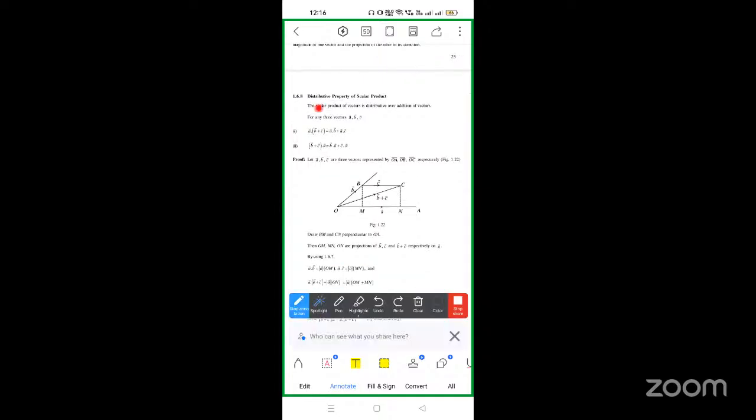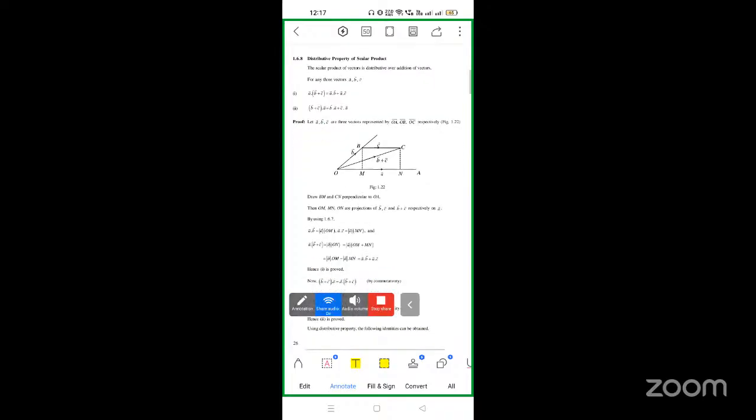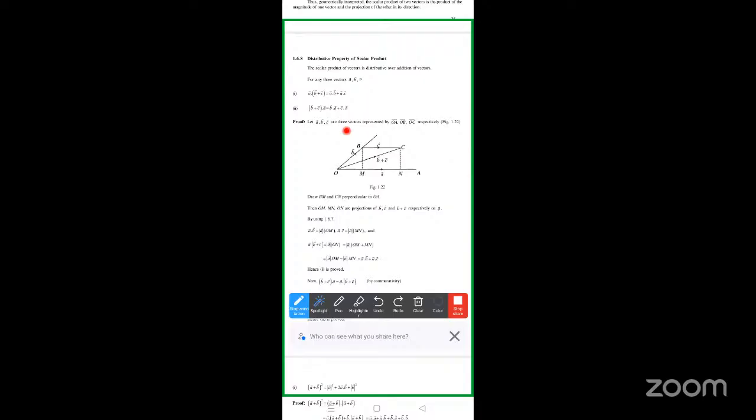Next, the distributive laws. The distributive property in the scalar product: the scalar product of vectors is distributive over addition of vectors. For any three vectors A, B, C, A dot (B plus C) is equal to A dot B plus A dot C. The second one, (B plus C) dot A is equal to B dot A plus C dot A. Proof: let A bar, B bar, C bar be three vectors represented by OA, OB, and OC respectively.